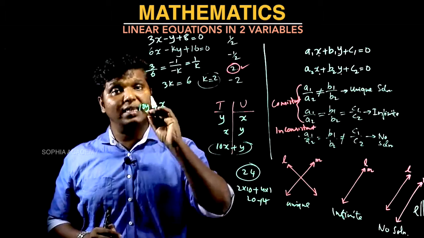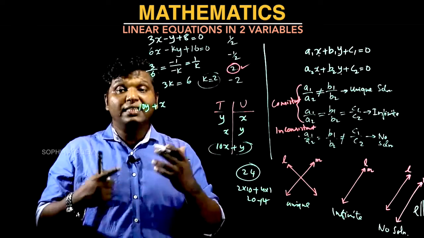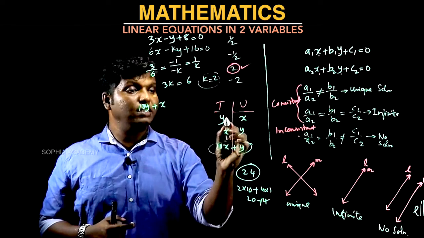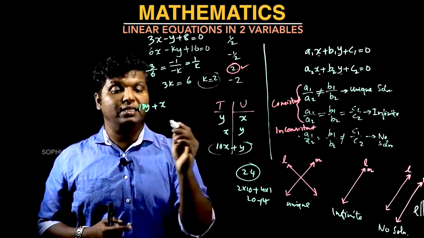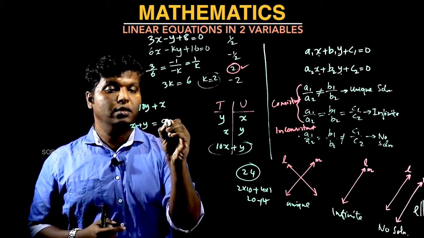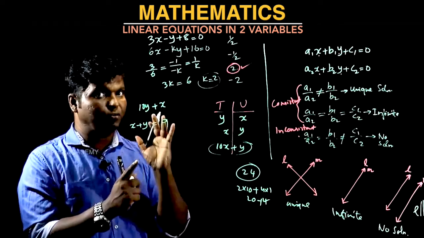What was the question? What is the hint given inside the question? The sum of the digits is 9, right? The sum of the digits of the original number means x plus y, it is 9. That is the first thing. So we will write that one. x plus y is equal to 9. That is the first thing given here.